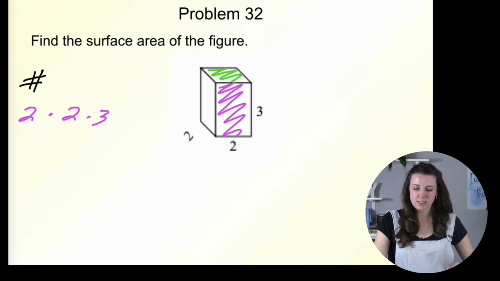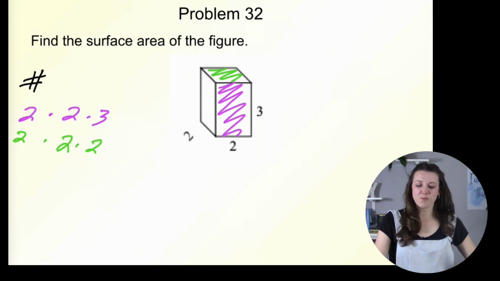The top, you can see here's a 2, and here's another 2. So we have 2 times 2, and how many of them are there? There's the top and the bottom. So we've got 2. And then we've got our side right here, our one side and our other side. We have 2 of those. So we have 2 times, looks like it goes up to a 3.